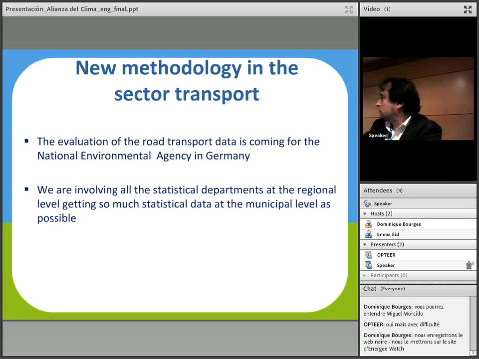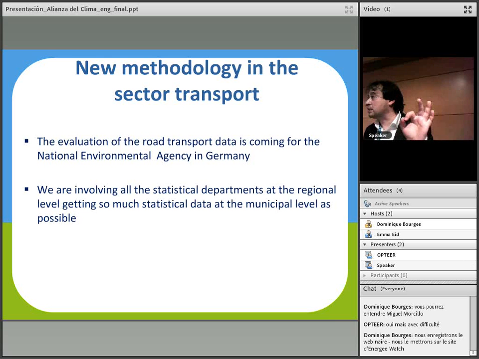We have heard before, sometimes we have much data, but it is separated, divided in different departments. And what we try is to get all this data from the different statistical departments, put it all together, and import it in the tool. Only statistical data, we are talking about 240 data per municipality. And I think at the end, we are going to calculate something like 2,000 data per municipality.